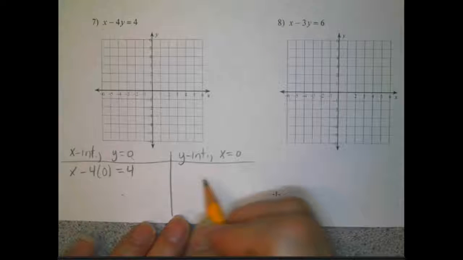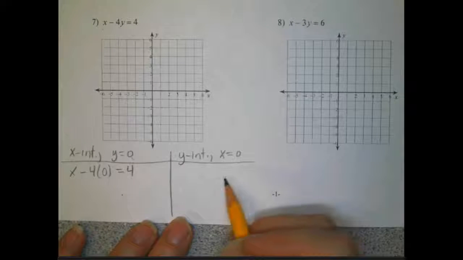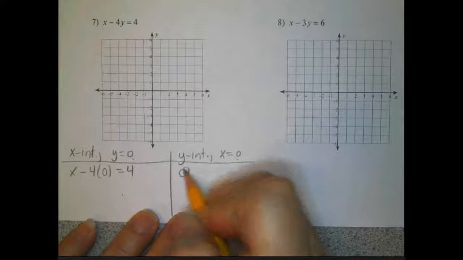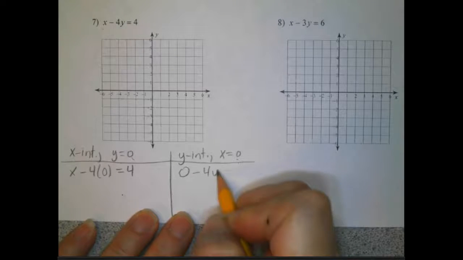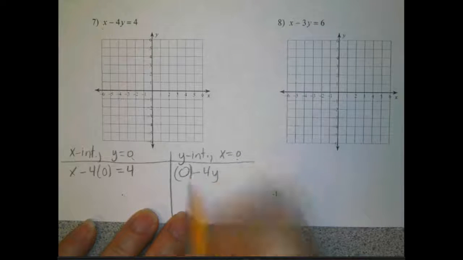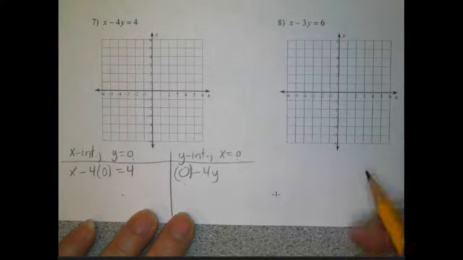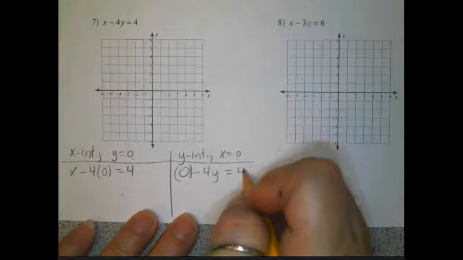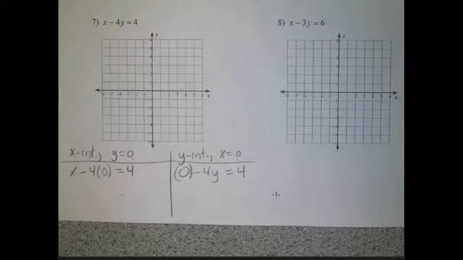I'm going to go ahead, since I'm on a roll, and write my other equation too. So this time x is 0, so I'm going to have 0 minus 4y. Make sure you put your substitution in parentheses so you know it's a sub. And then it's going to equal positive 4. Okay? And now I just need to solve it.